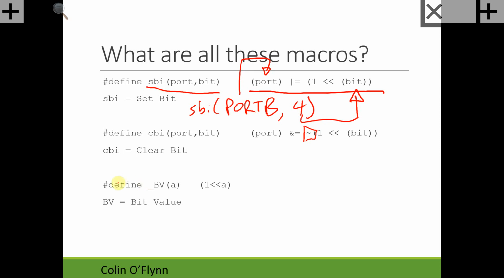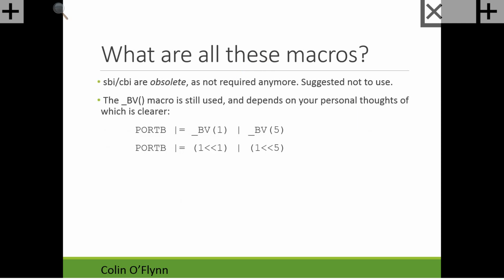The other thing you will see a lot and is still actively used is this _BV macro, which stands for bit value. All this is doing is replacing the shift left with a little call. Why you do that is basically a matter of preference. So here are two examples: here's with the _BV macro, here's with the normal shift left. The idea is that you can pretty quickly see, okay, we're setting bits 1 and 5, or we're clearing bits 1 and 5.